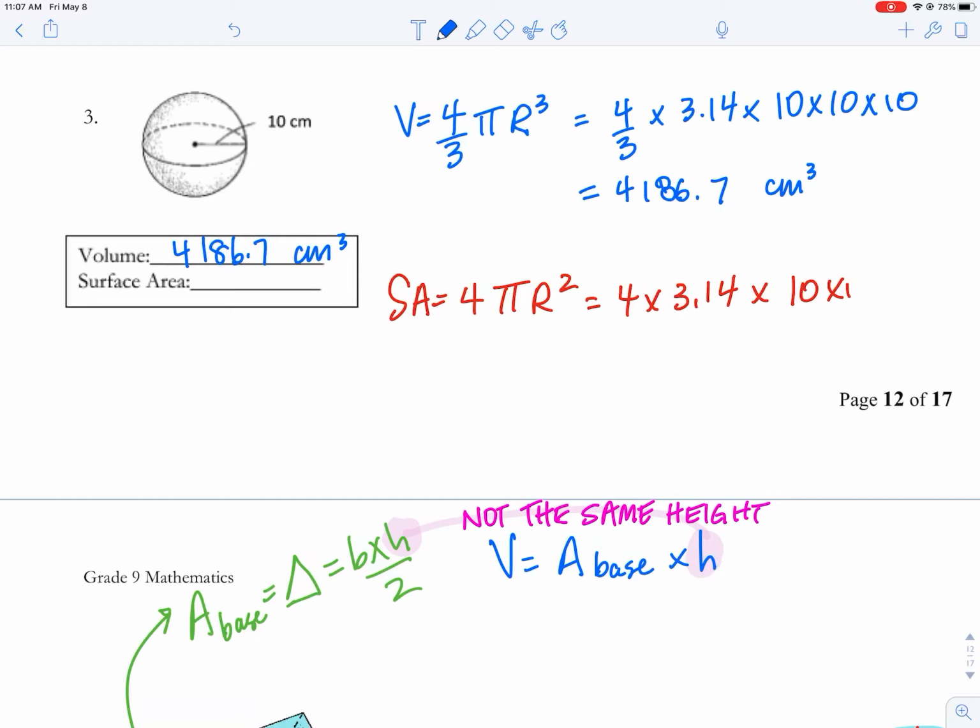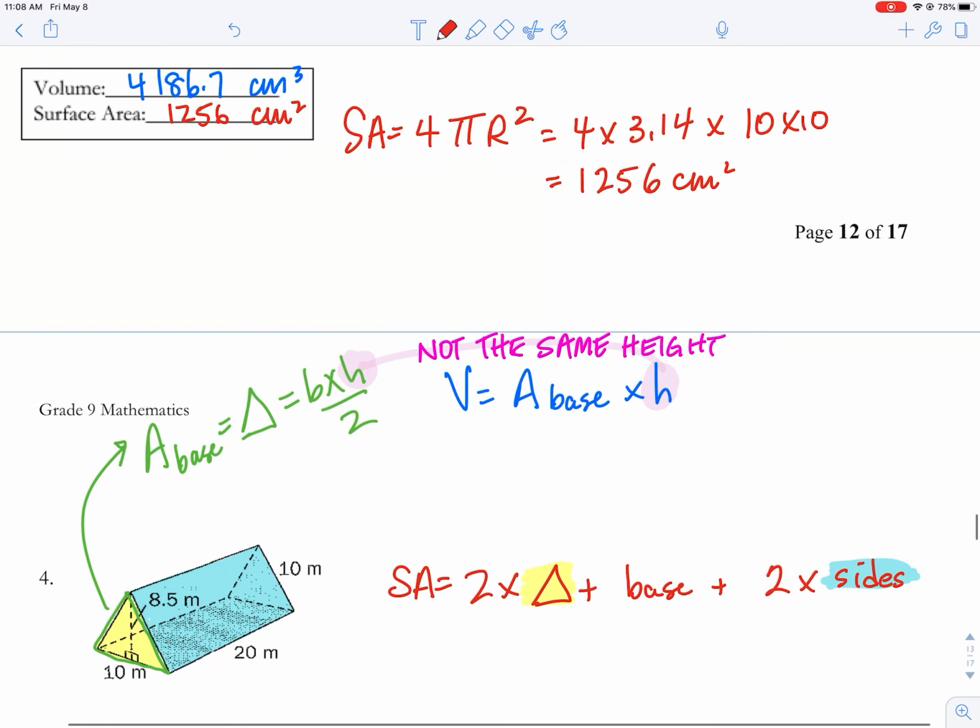4186.7. And then the surface area is going to be 4 times 3.14 times 10 times 10. And I got 1256 centimeters squared.